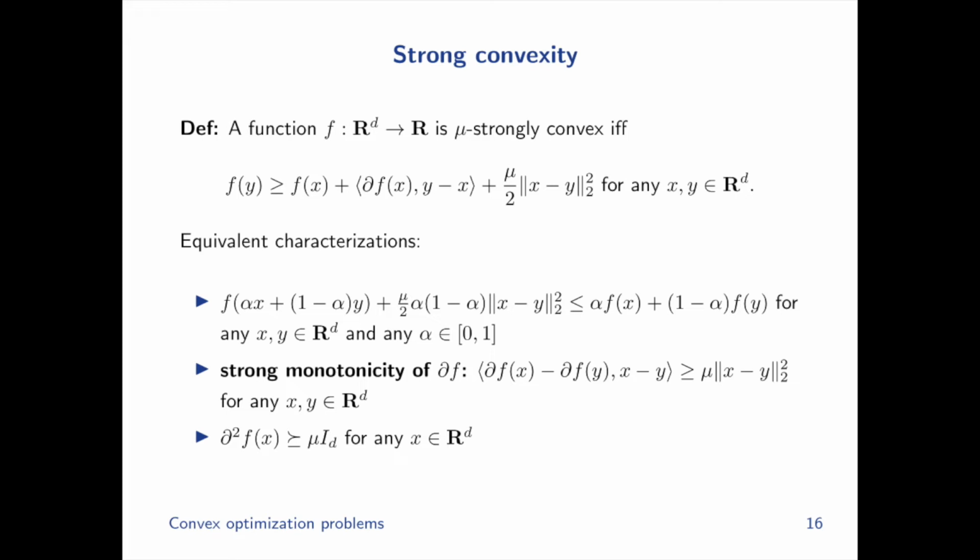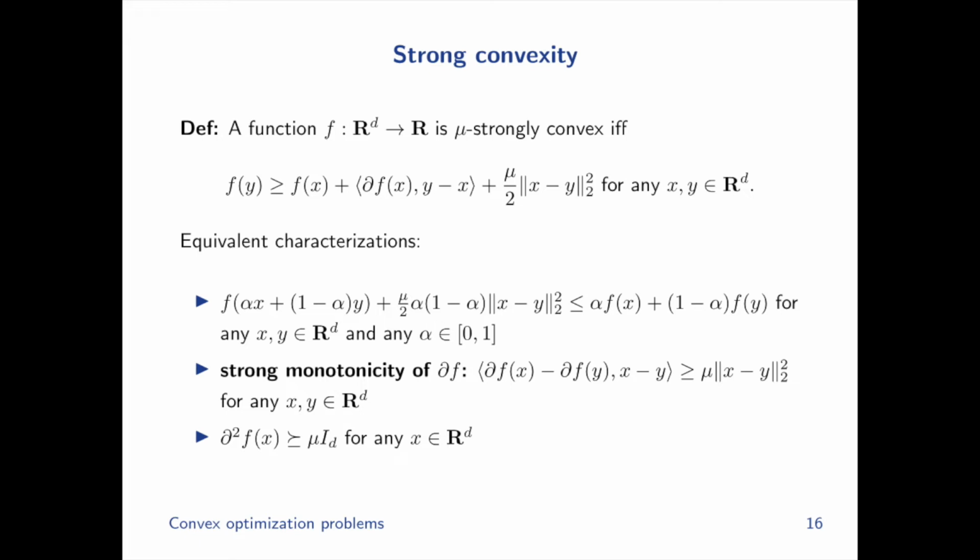And now let's look at some equivalent characterizations. I'm going to give you three. The first one will be a zeroth order characterization, completely in terms of the function value. The second will be a first order characterization, which is in terms of the gradient. And the last one is the second order characterization, which you've already seen, in terms of the Hessian. Now, obviously, these characterizations are only equivalent if the function is first and second order differentiable.